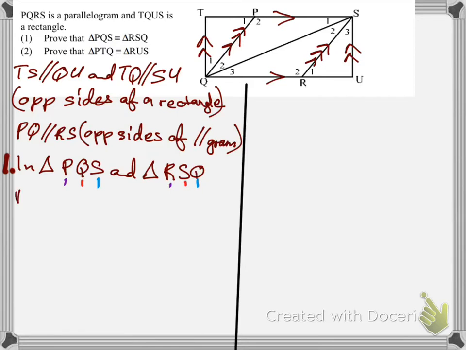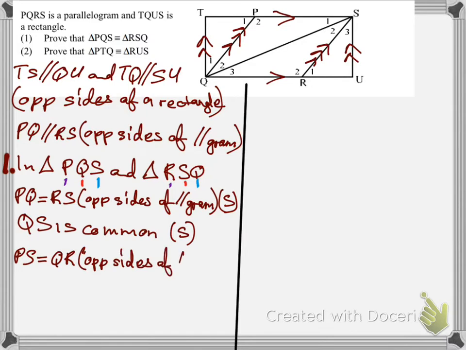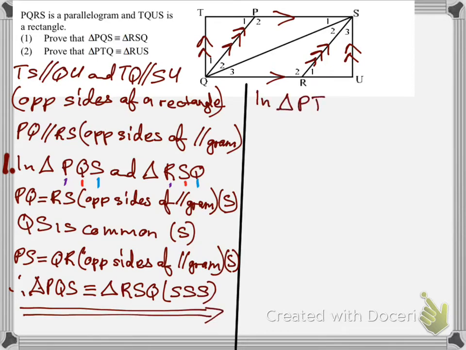So let's prove. I'm going to say PQ is equal to RS. What is the reason for that? It's because opposite sides of a parallelogram are equal, side. And then QS is common, which is another side. And then PS is equal to QR. These are opposite sides of a parallelogram, another side. So I can conclude that triangle PQS is congruent to triangle RSQ. Can you see that? Because of side, side, side.